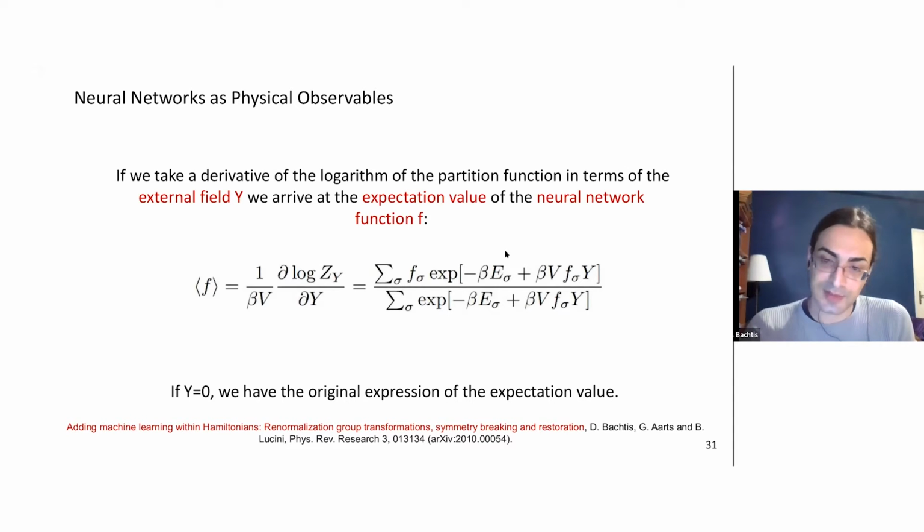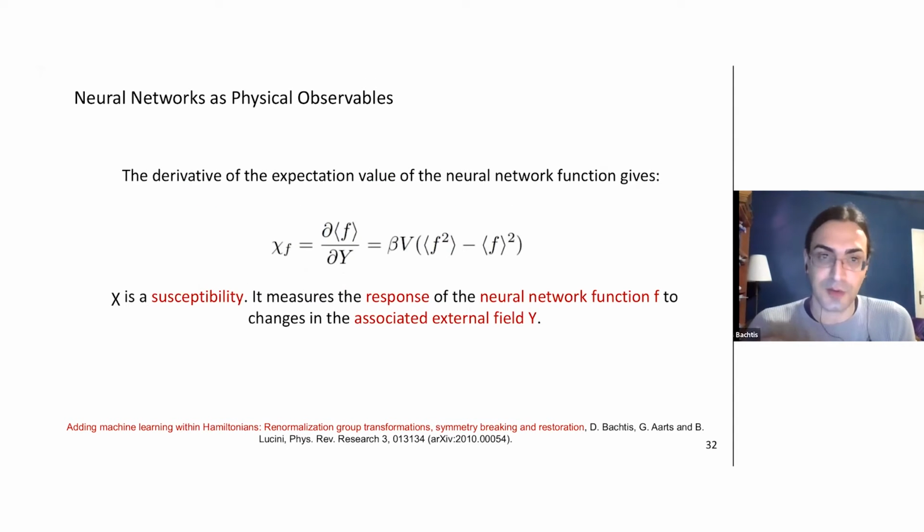If we take a second derivative in terms of this neural network field, then we arrive at this expression that we recognize as a susceptibility. And this susceptibility measures the response of the neural network function f to changes in the associated neural network field y.